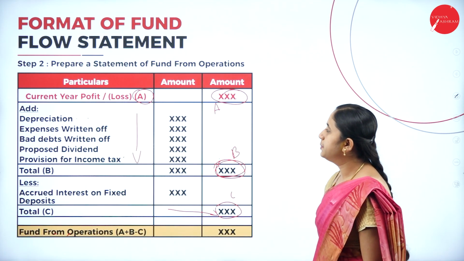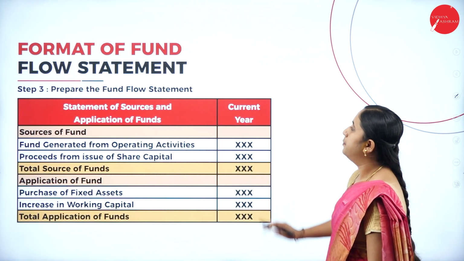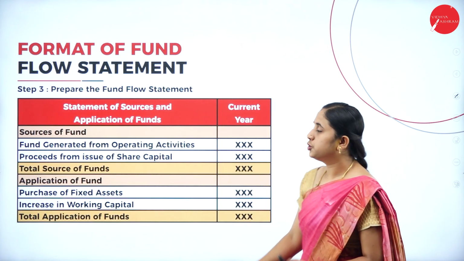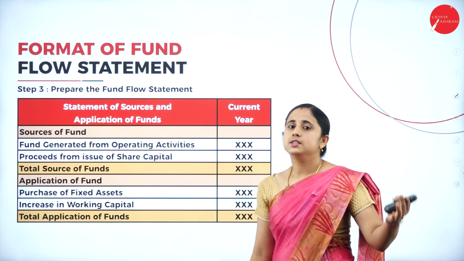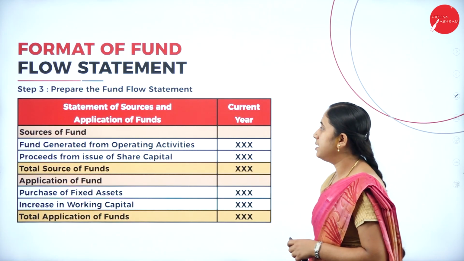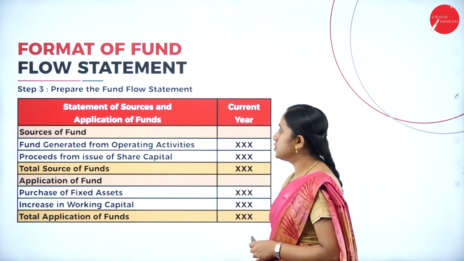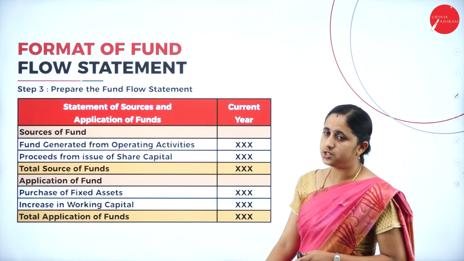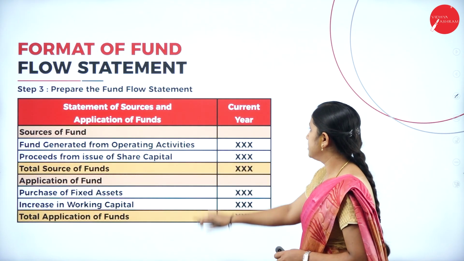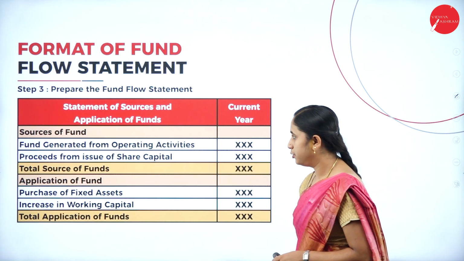After preparing the statement of fund from operation, next prepare the last step: the fund flow statement. To prepare the fund flow statement, we require step 1 and step 2, that is changes in working capital, then fund from operation. So here, the statement of sources and application of funds. This is a statement which shows the application and sources of funds. Then current year information; here we'll write only the current year information.